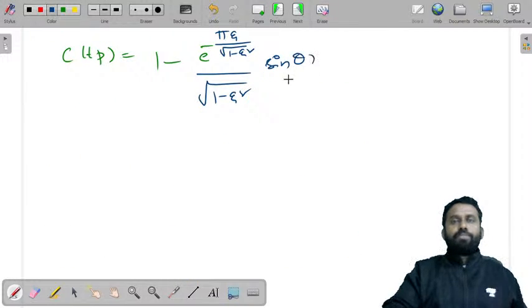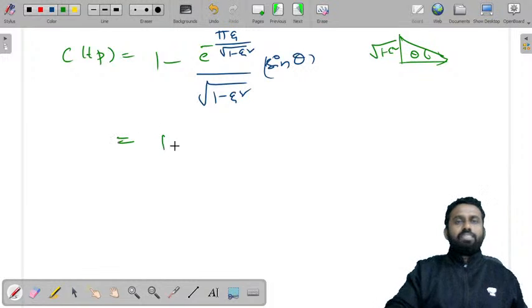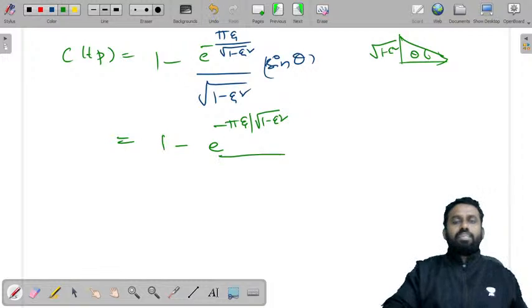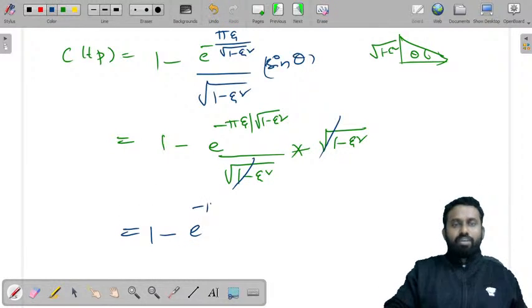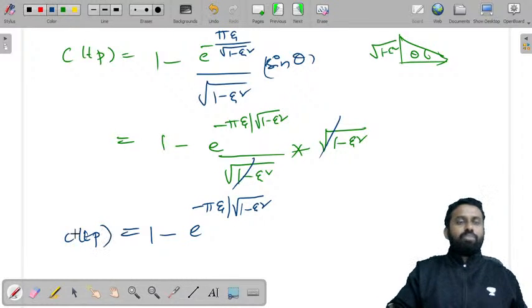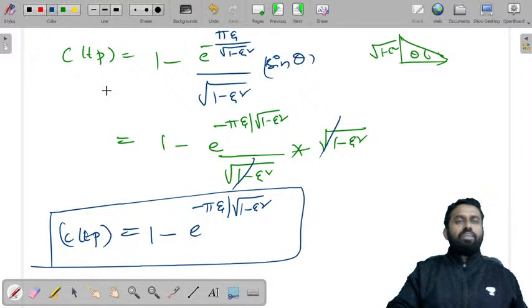sin theta. But we already know from this triangle that sin theta is equal to under root of 1 minus zeta square. So you can write this as 1 minus e power minus pi zeta by under root of 1 minus zeta square by under root of 1 minus zeta square into under root of 1 minus zeta square. Can I cancel these two? Yes. So you get 1 minus e power minus pi zeta by under root of 1 minus zeta square. So this is C of Tp. So now you know C of Tp and you know C of T also, C of infinity also.